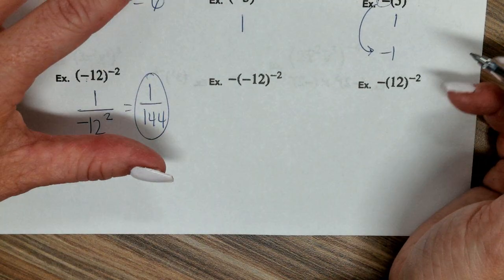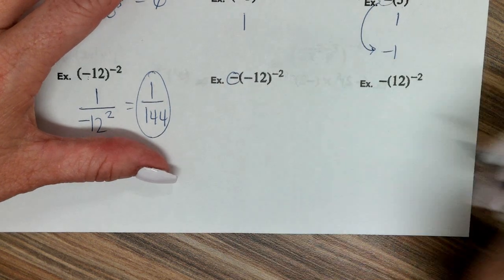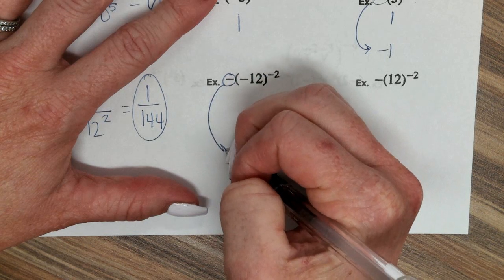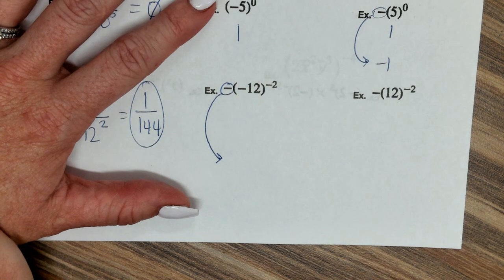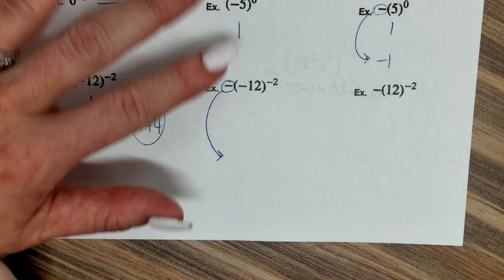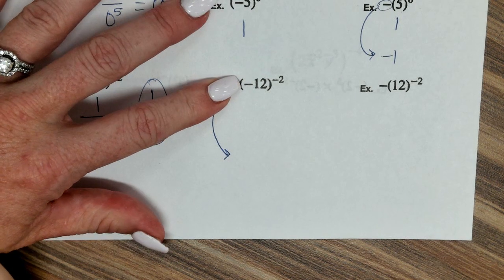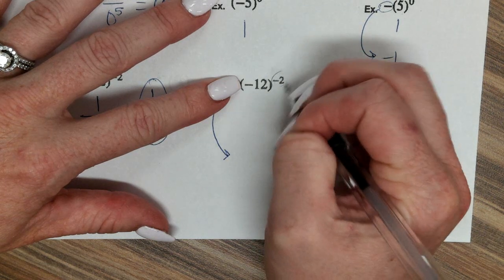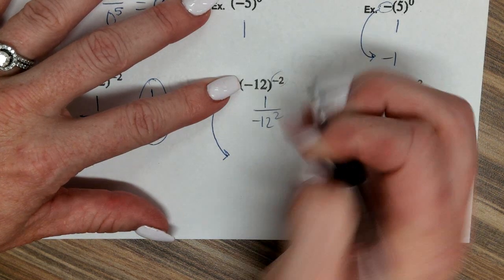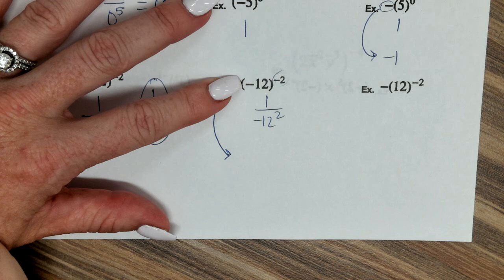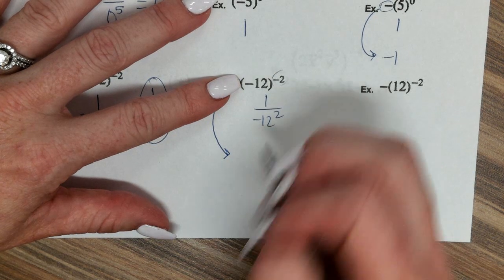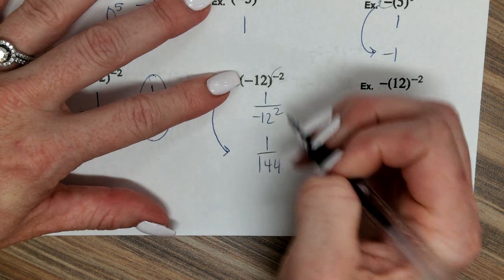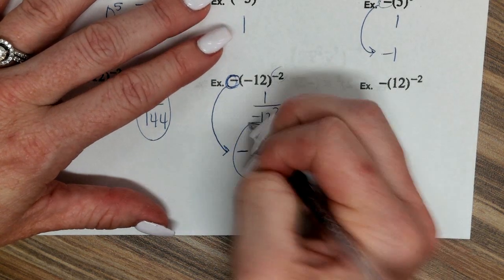Now, this one has a negative on the outside of the parentheses. So this is telling me at the end, whatever my answer is, it's going to get a negative sign. Okay, so cover it up and don't look at it till the end. I have to move this to the bottom because it has a negative exponent. Yes? What is negative 12 times negative 12? 1 over 144. And this negative will get put on my answer.